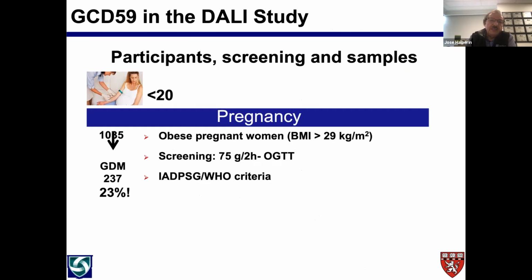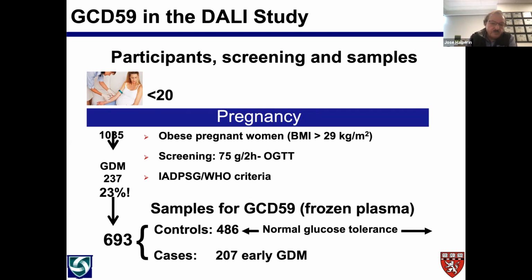So in the DALI study, participants were enrolled in the first 20 weeks. Of 1,035 women, there were 237 with formal diagnosis of GDM. And this was expected, it was an enriched population to obtain more women, with a BMI of 29. Of those, we received 693 samples, 486 of normal glucose tolerance, and 207 with early diagnosis of GDM.